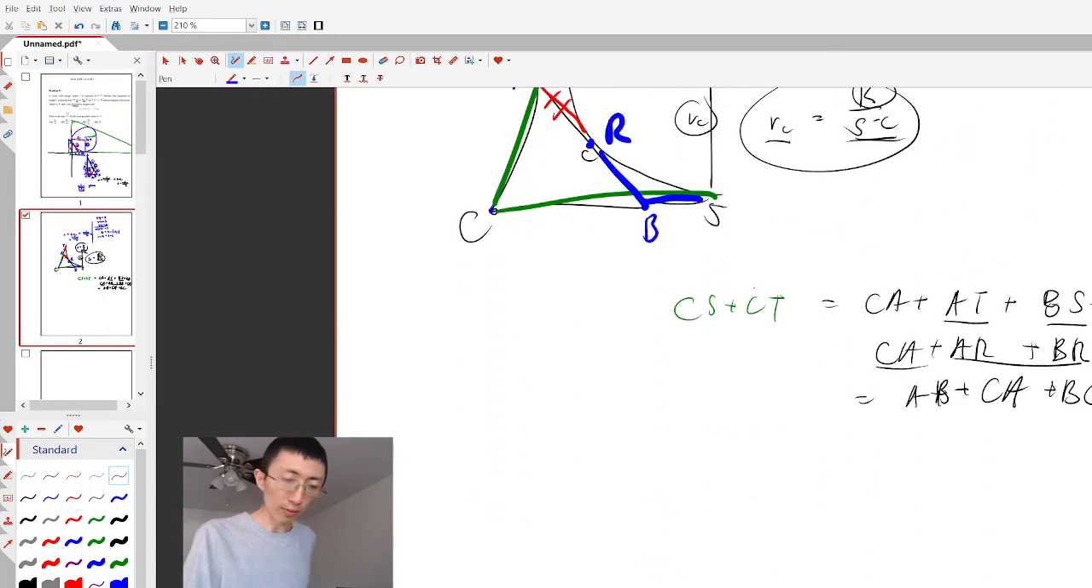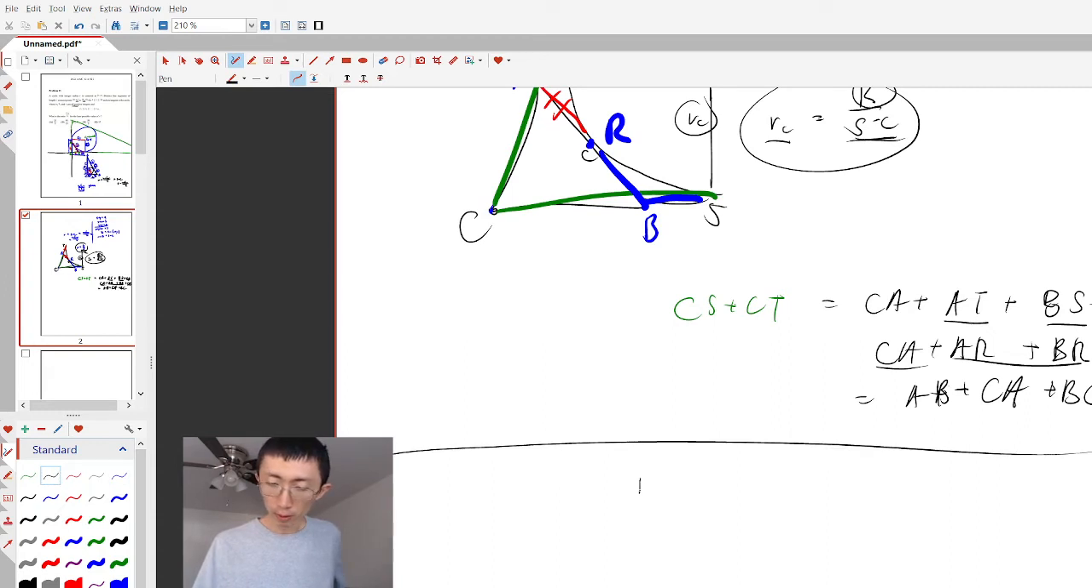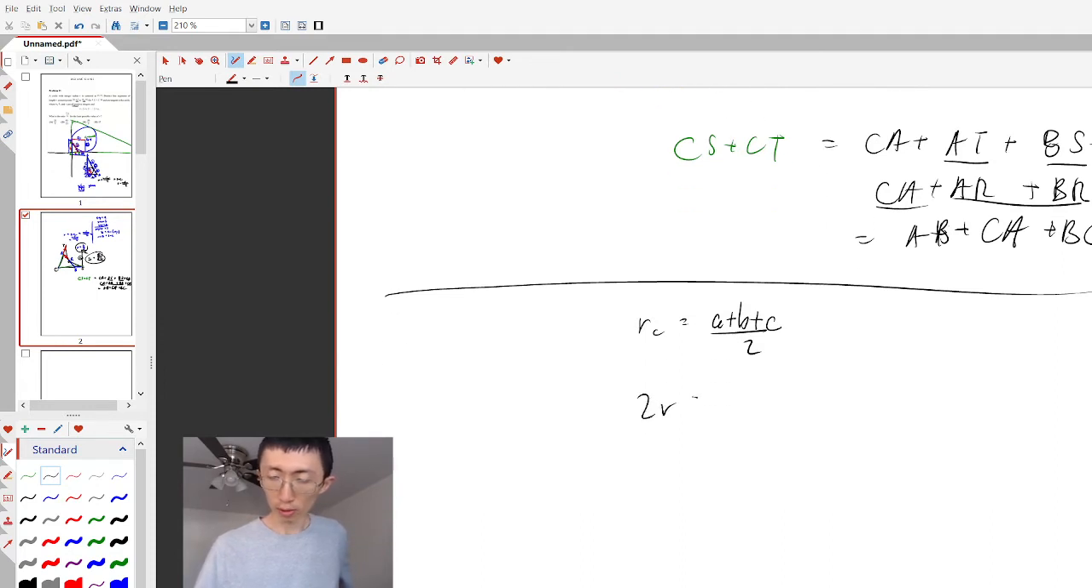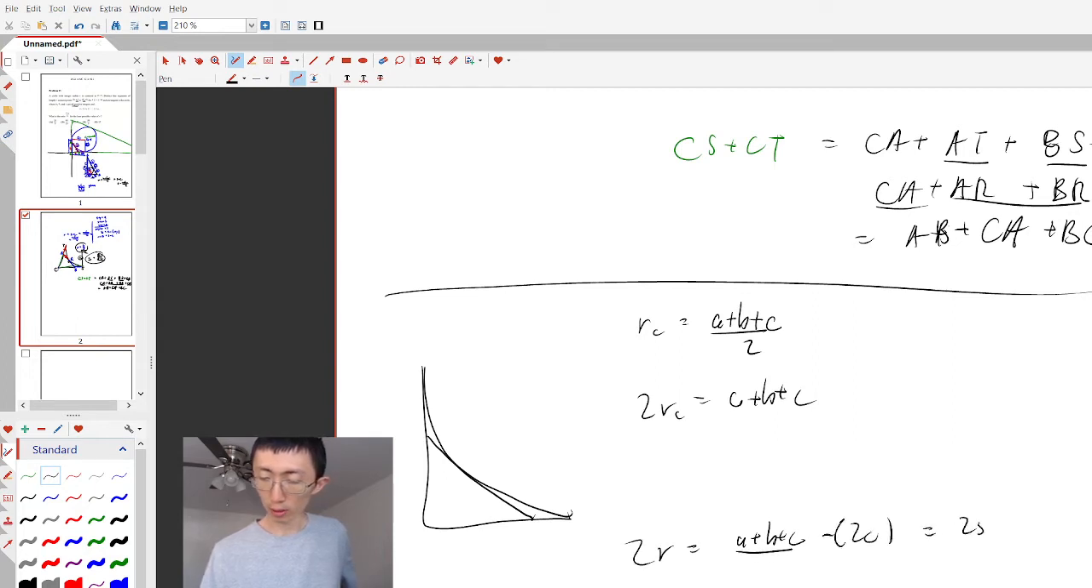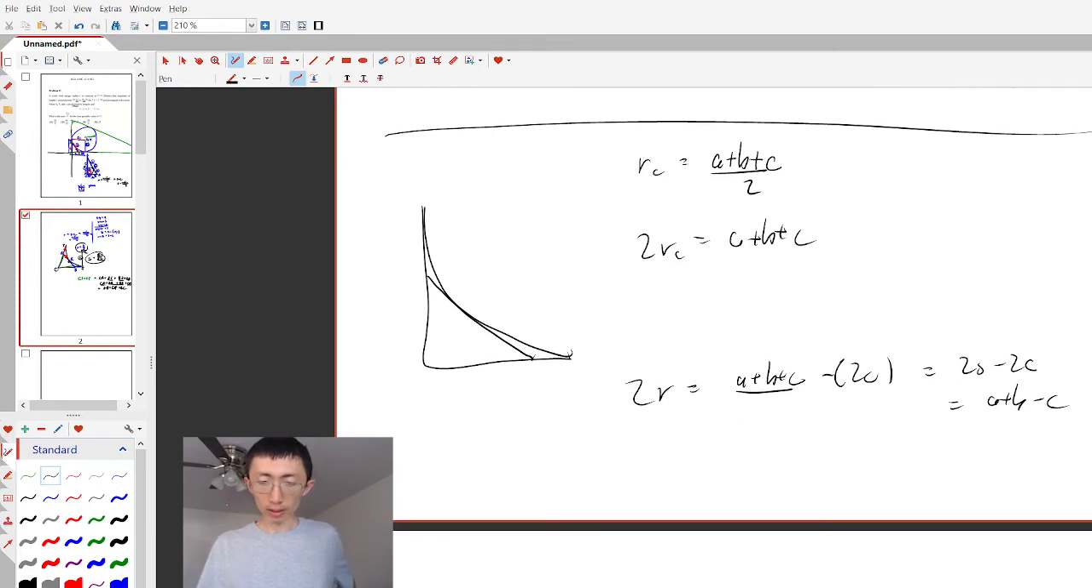Okay, so now we have all of the background information. R sub C is A plus B plus C over 2. Or rather, we should just write 2R is the perimeter, where it's an excircle for this right-angled triangle. And then 2 times the inradius is this minus 2c, which is 2s minus 2c, which is a plus b minus c. Okay. So let's see if we can.